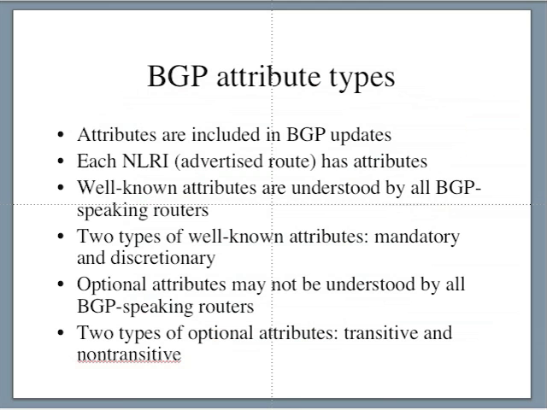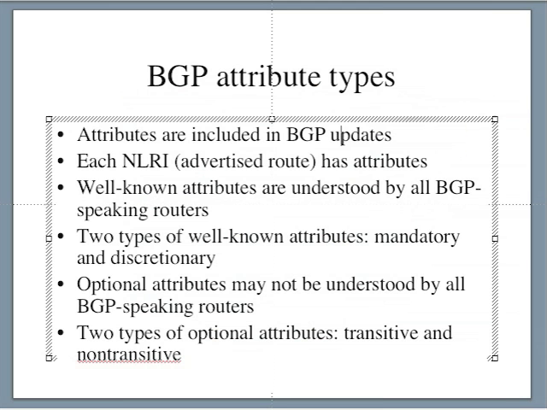Let's talk about BGP attributes. BGP attributes are sent inside BGP updates, which is a 3rd type of BGP message. Each network layer reachability information, each advertised route, has attributes. There are different categories of attributes. There are well-known attributes that are understood by all BGP speaking routers. Every BGP speaking router has to understand every well-known attribute. It's required by the protocol. And there are two types of well-known attributes, mandatory and discretionary.